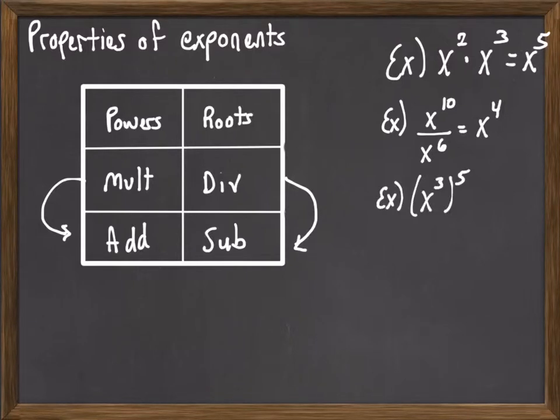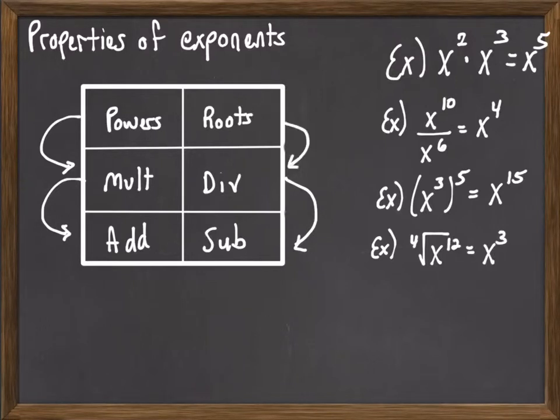Recall likewise, if you had x cubed raised to the 5th power, to do that we would multiply 3 times 5. So in other words, when we're dealing with powers with exponents, we again are dropping down one operation to multiplication. And then, as we've already discussed with roots, the way we do roots is by division. So we can see with roots we're also dropping down one operation.